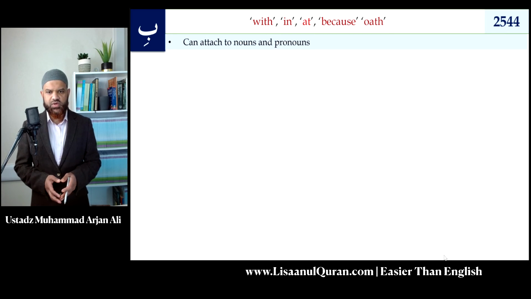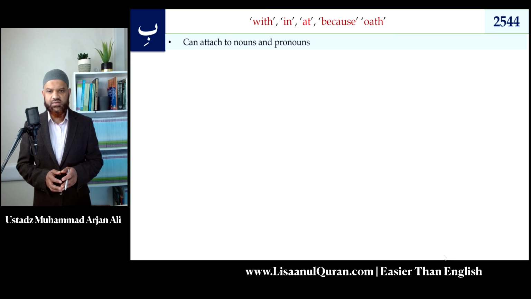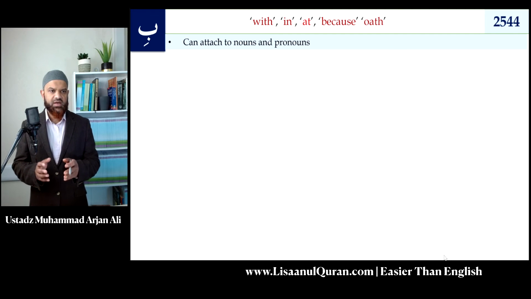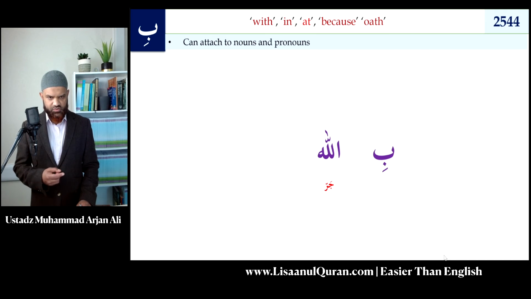So it can attach to a ism just like li or la, and it can also attach to a pronoun. Exactly the same with this harf of jar, which is B. Again, remember the importance of Quranic Arabic in the sense that it is 2,544 times. So again, exactly the same principle, nothing different here. I want to add it to the word Allah. Again, please note with B, what happens? The hamzatul wasl will remain, but we'll see that in a second.